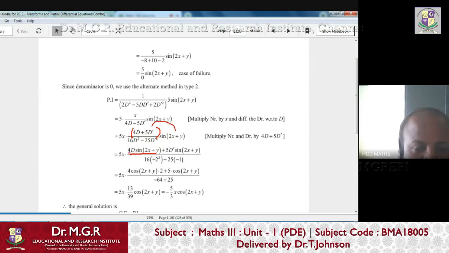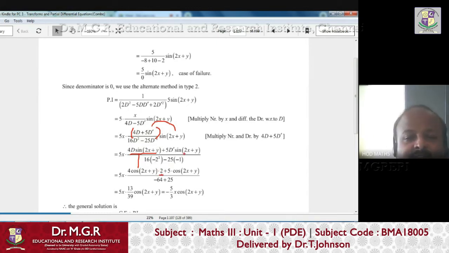Here 4 is a constant, no problem. D of sine means differentiate sine with respect to x one time. That is the meaning. So if you differentiate sine, you will get cos(2x plus y). Since 2 is here, you can write 2 here, right? The differential of sine ax is cos ax into a. That a is this number 2, the coefficient of x.